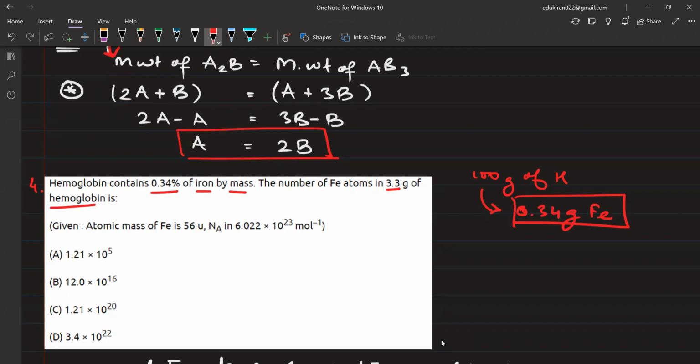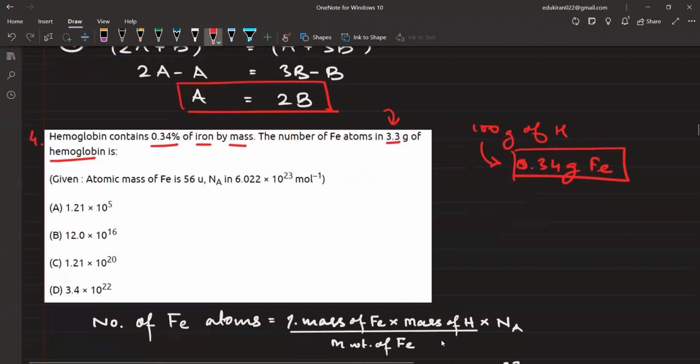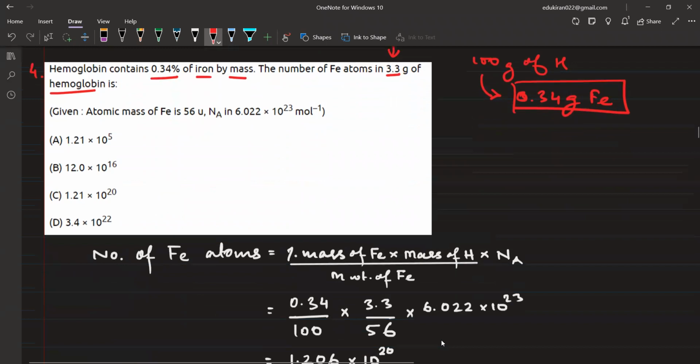So they have given the mass percentage. In 100 grams how much is there? 0.34 grams of Fe. Now in 3.3 grams how much will it be? For that you can directly see, the number of Fe atoms will be equal to the percentage mass of Fe into the mass of hemoglobin. So what was the percentage mass you had? That is 0.34 divided by 100 into the mass of hemoglobin that we have, that is 3.3.